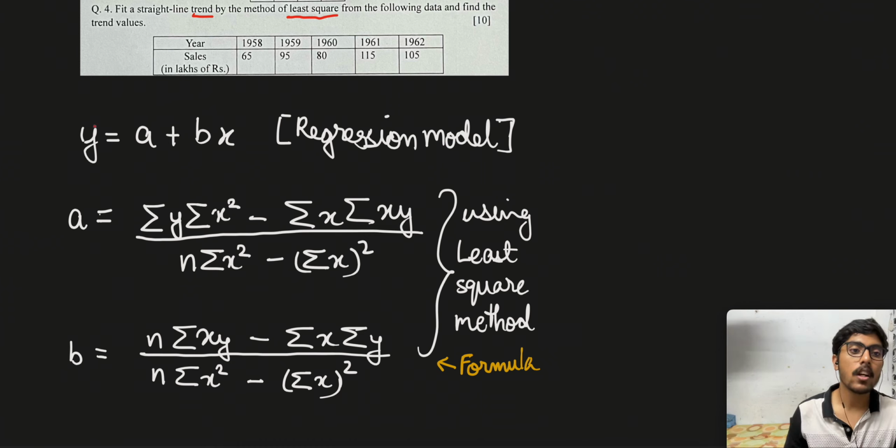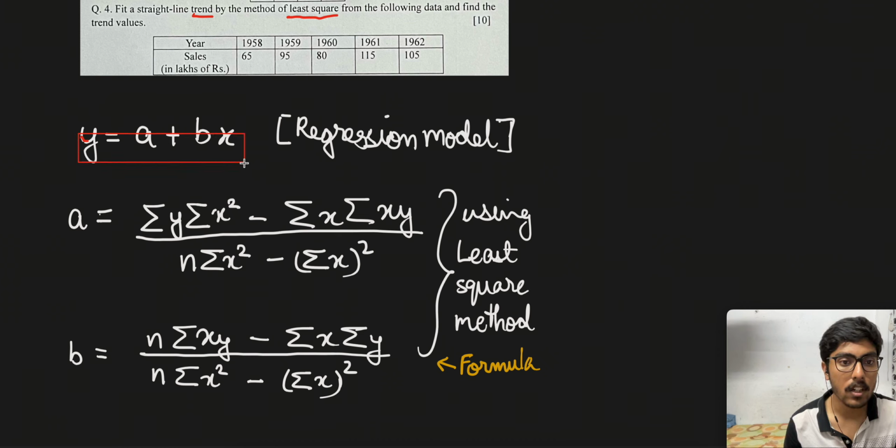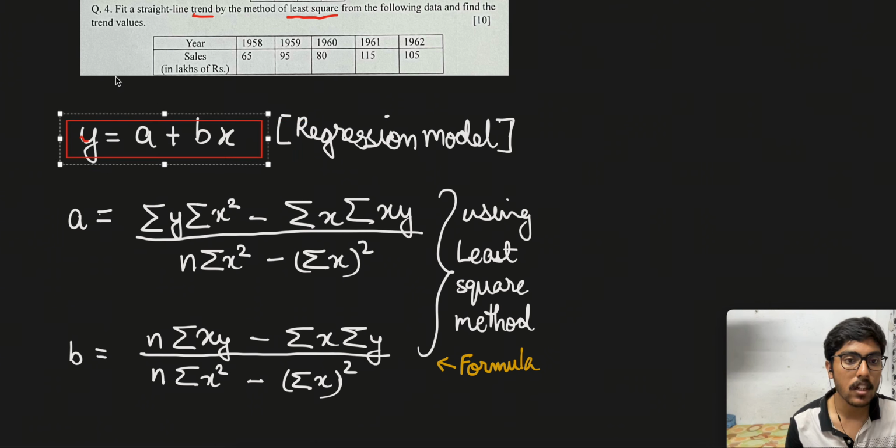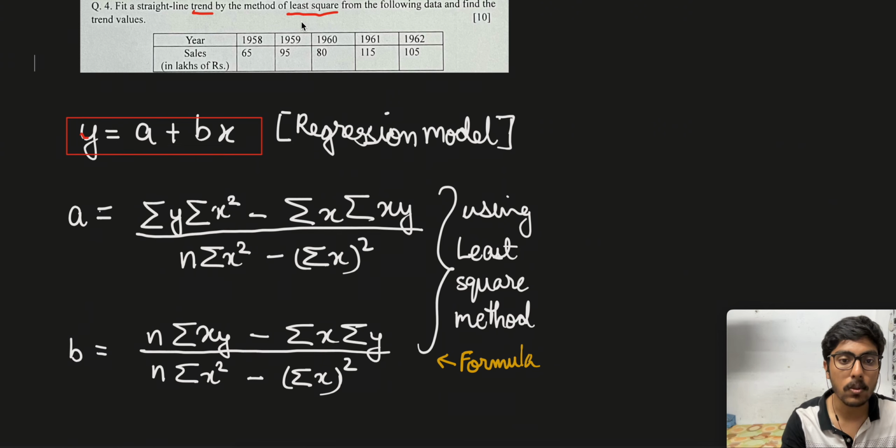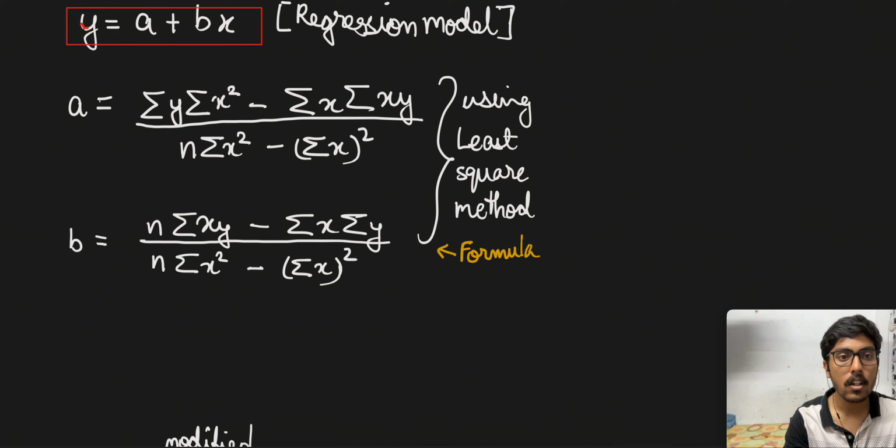So first we will assume that the line will be in the general form, that is y is equal to ax plus b. This is the general form of the line which we will be tracing out for the given data, right? In this particular method we are supposed to use the least square method. So for the least square method we have these particular formulas for a, which is the intercept, and b, which is the slope of the given line, right?